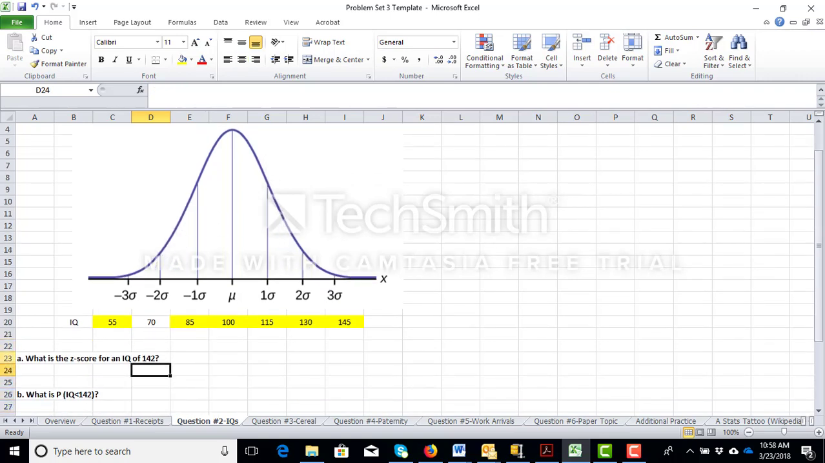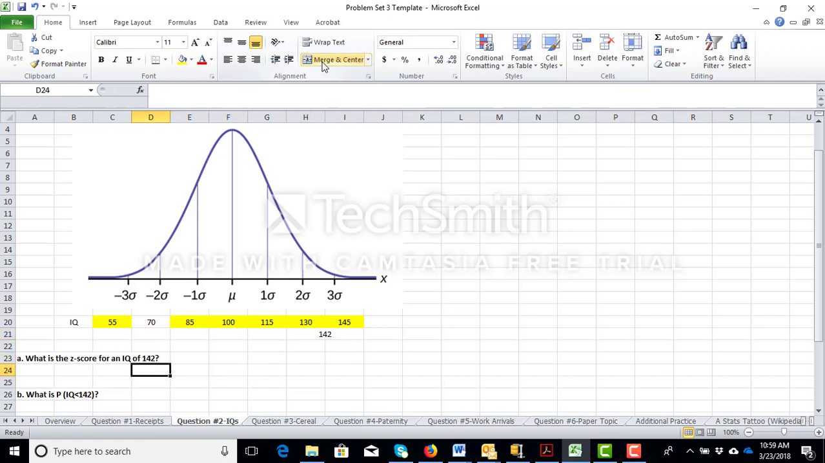So for part A, we say, what's the z-score for an IQ of 142? It's going to be somewhere between 2 and 3 z's, because 142 is there, right? The question is exactly how many. It's not 2 standard deviations, it's not 3, it's somewhere in the middle. How do we figure that out?